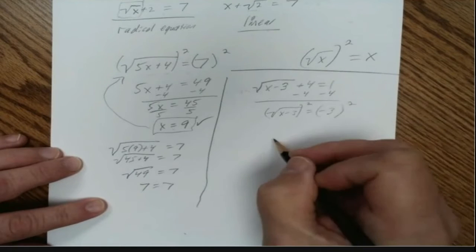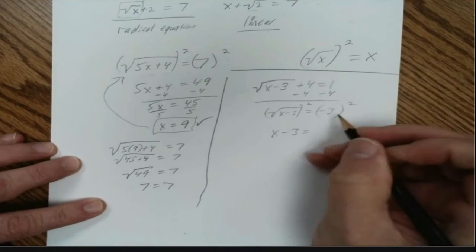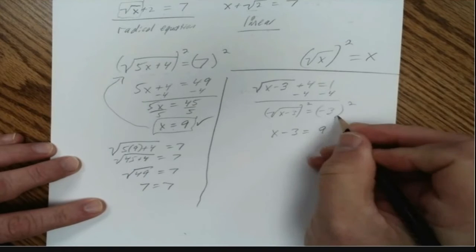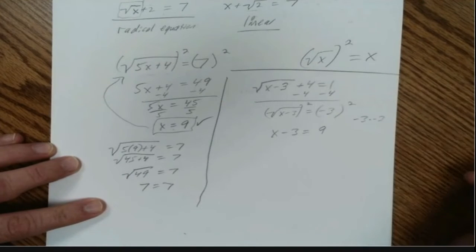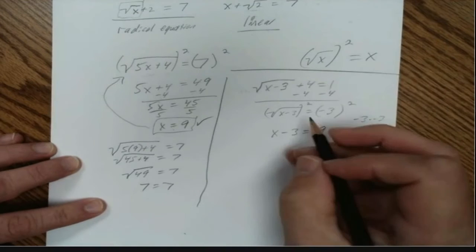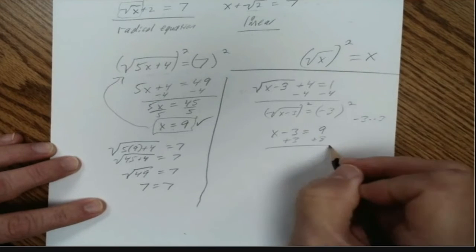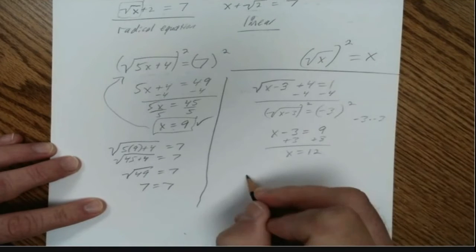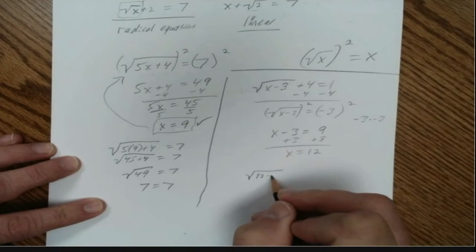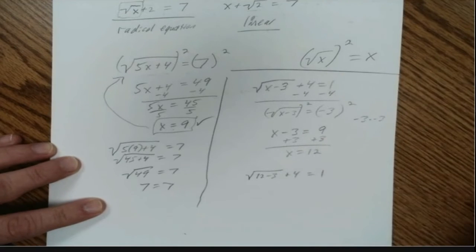Square. So this becomes just X minus 3. And this is negative 3 squared, which is 9, because negative 3 times negative 3 equals 9. So add 3, X equals 12. Now we check. The square root of 12 minus 3 plus 4 equals 1.